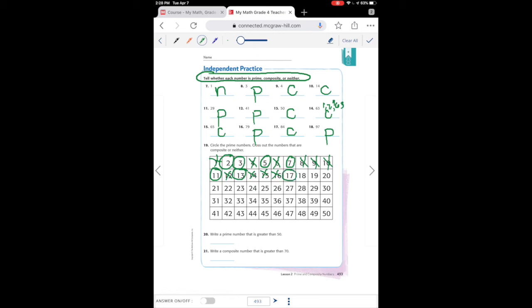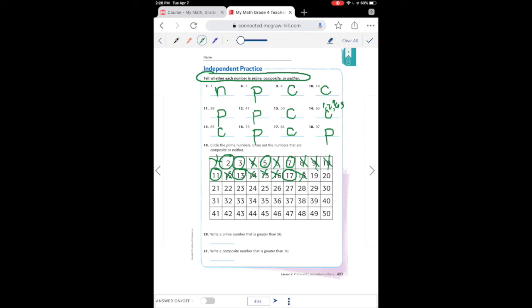17 is prime because the only numbers that 17 is divisible by are 1 and 17. 18 is composite because it has factors of 1 and 18, but you can also multiply 6 and 3 and get 18. So since it has more than 2 factors, it is composite.